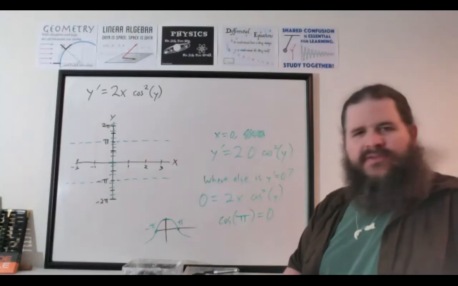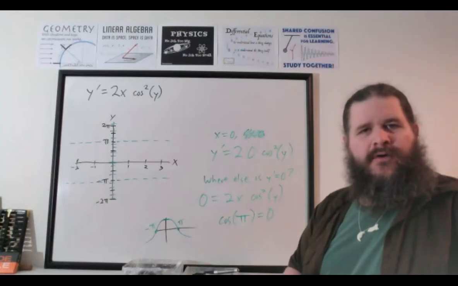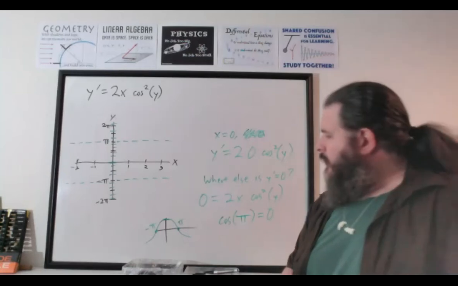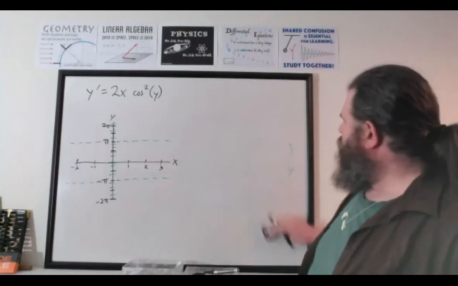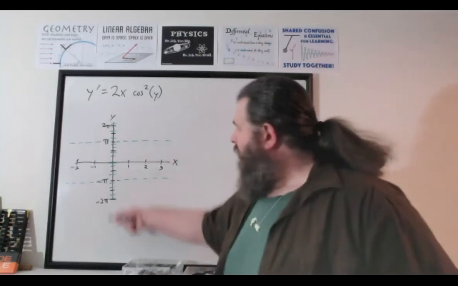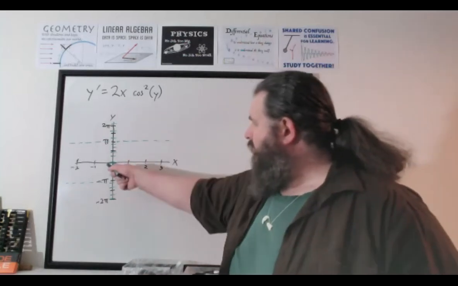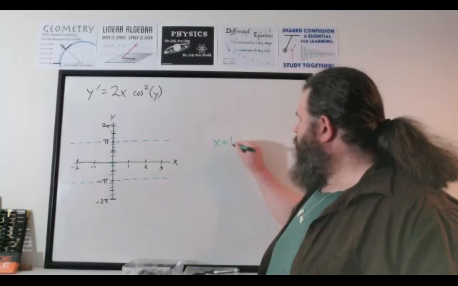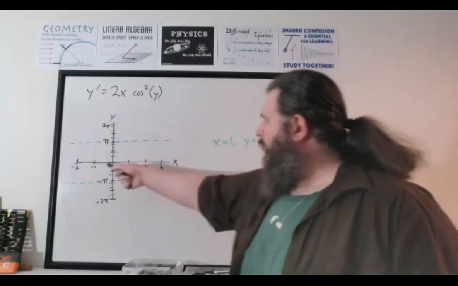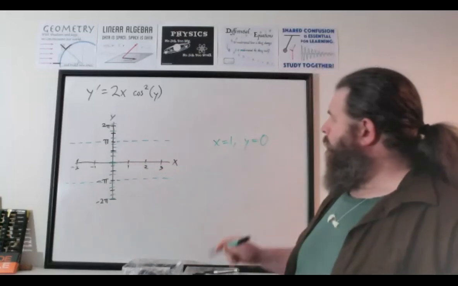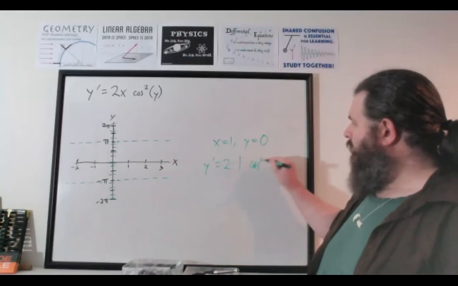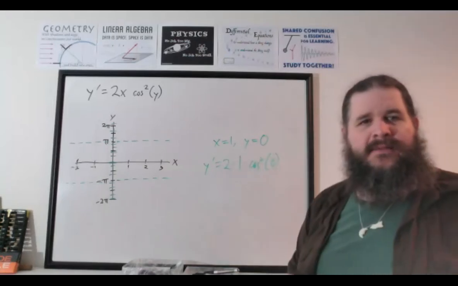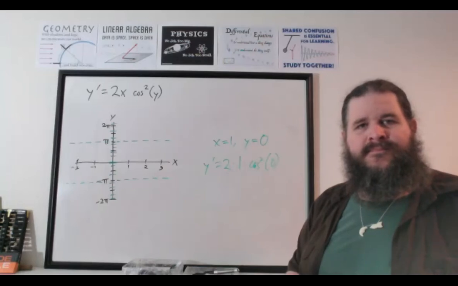Let's try a few other points. Actually, before we move on, any questions on this so far, this direction field idea? Then let's test out maybe what happens when, well, we already know when x is 0, it's always going to be 0. Let's say x is 1. And y is, let's say y is 0. Then we get y prime equals 2 times 1 times cosine squared 0. What's that going to be?